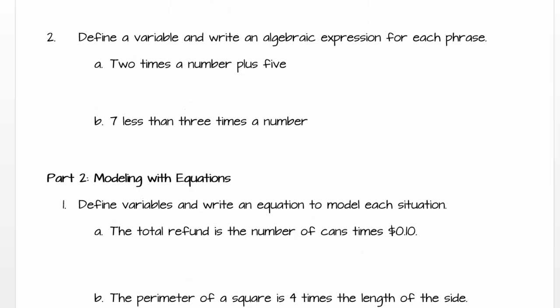Define a variable and write an algebraic expression for each phrase. So this one we have 2 parts. When you read 2 times a number plus 5, we don't know what this number is. But it says define a variable. So that means pick your favorite letter. Doesn't matter what it is. Let's choose F for France. So 2 times this number F plus 5. We're going to write it out just like that. 2 times the number F plus 5.